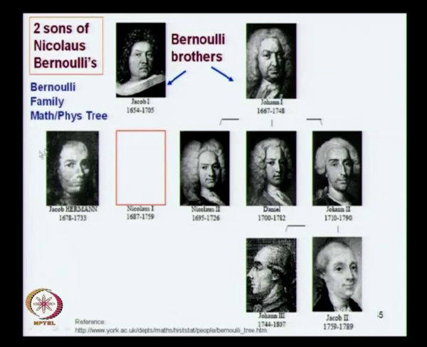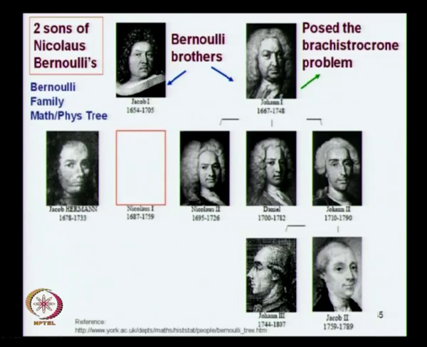So, there were these two brothers, Jacob I Bernoulli and Johann I, and then Johann had children, these three, Nicholas, Daniel and Johann II. This is Johann I, this is Johann II, and the children of Johann II were Johann III and Jacob II. So, they use the same name, so you have to be very careful about not only which Bernoulli, but you also have to keep track of which Johann and which Jacob.